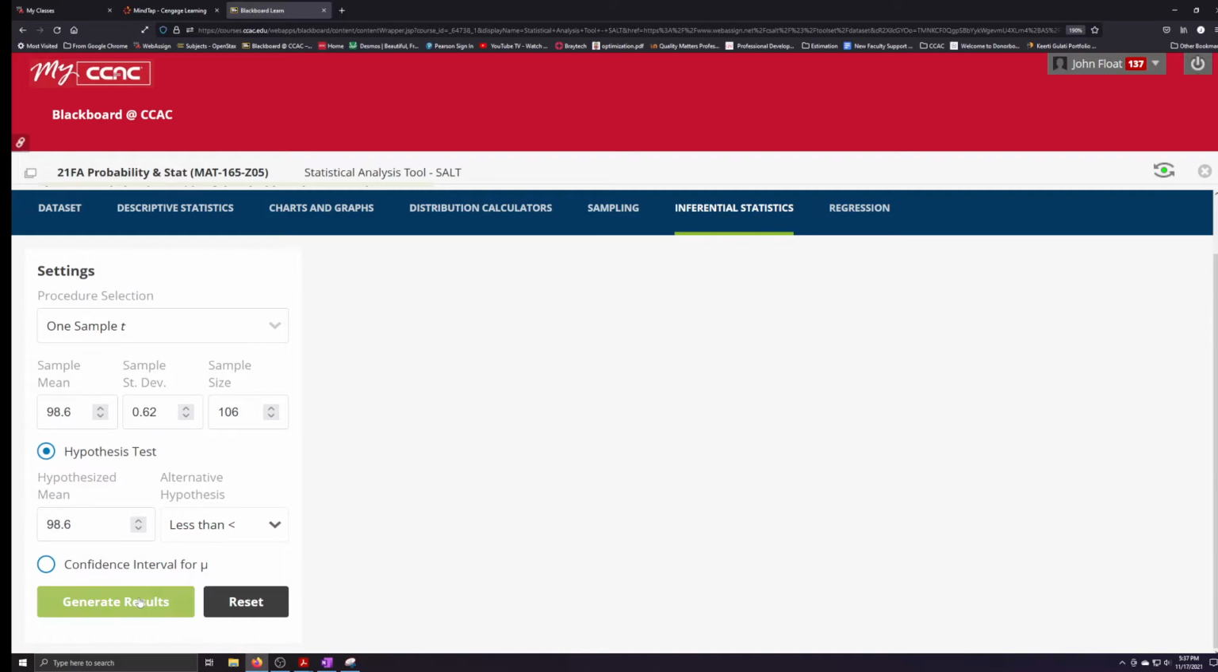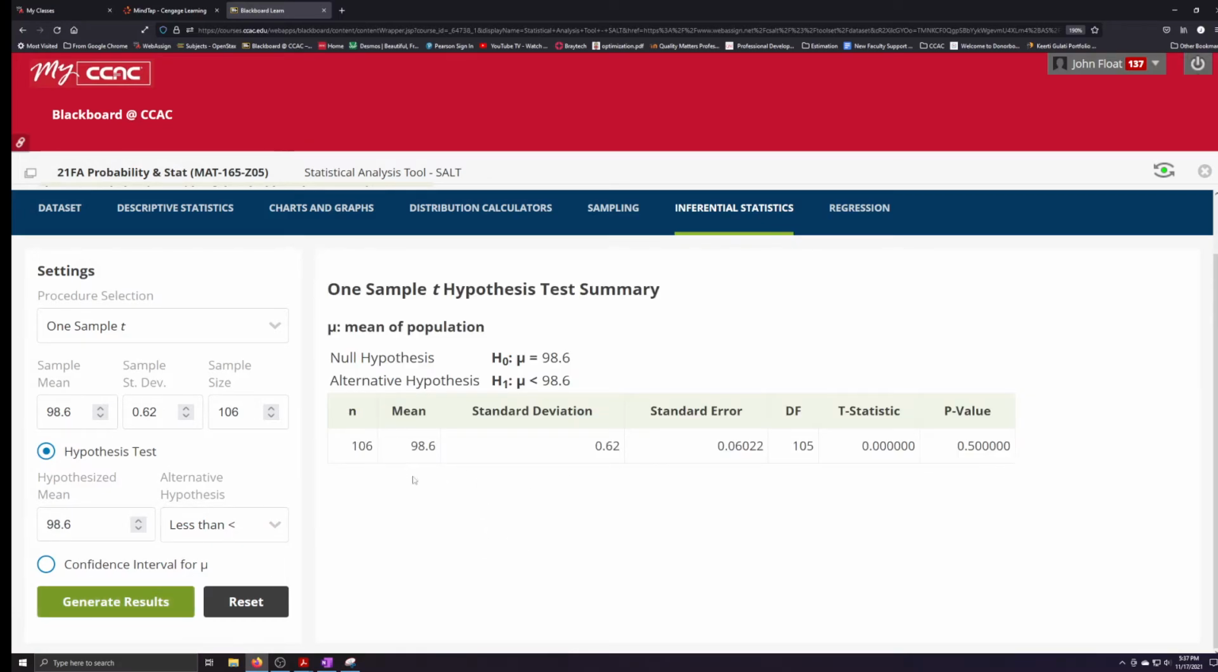So when I click on generate results, notice you get your summary. But the most important thing you want to look at is going to be the p-value. Uh-oh. Did I type in something incorrectly?